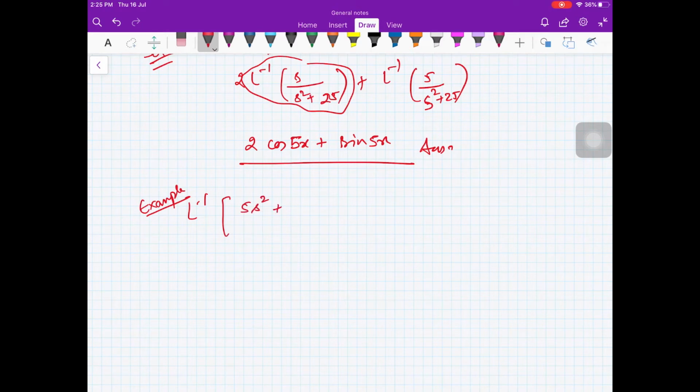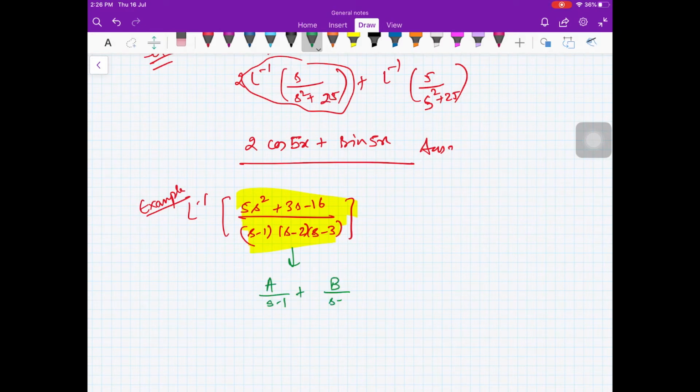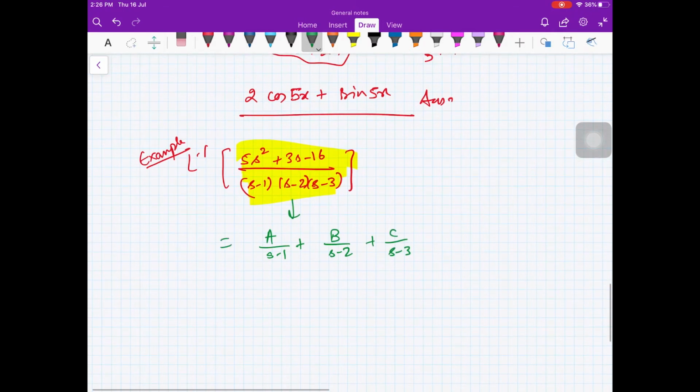5s square plus 13s minus 16 upon s minus 1, s minus 2, s minus 3. Here there is no formula which will be directly applicable to such a form. You don't have the formula in the list. So you can try making it simpler, and for that the best thing is to make partial fractions. You can write it as a upon s minus 1 plus b upon s minus 2 plus c upon s minus 3. This is how you make partial fractions.